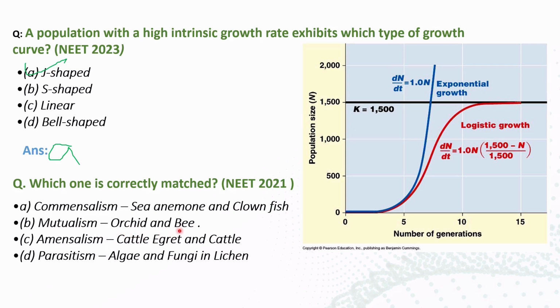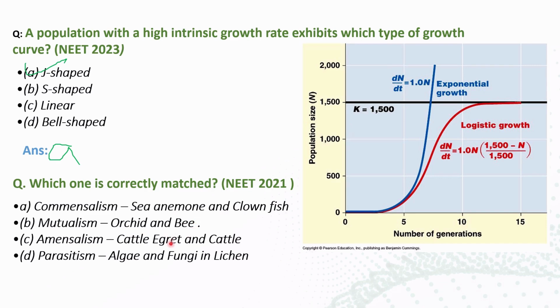Normally orchids and bees benefit from one another. Why? Because the orchids supply nectar to the bees, meaning honey bees or similar, whereas the bees carry the pollen grains from these orchids forward to carry out the pollination process. So here the orchid is helping the bee, and the bee is helping the orchid. So mutualism is correct here.